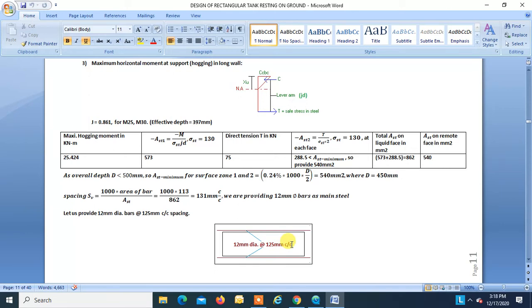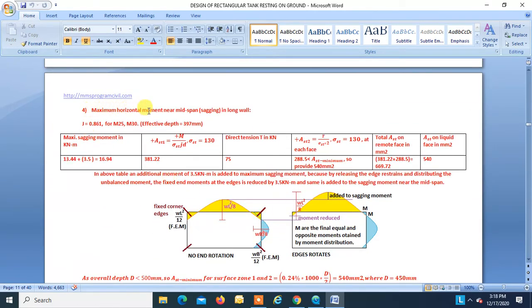So this is how we found the horizontal steel required for the sagging and hogging moment. And the steel which we have to provide over here, we will see in the next step.